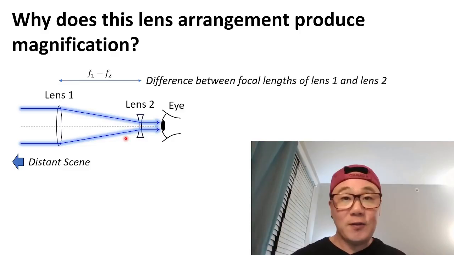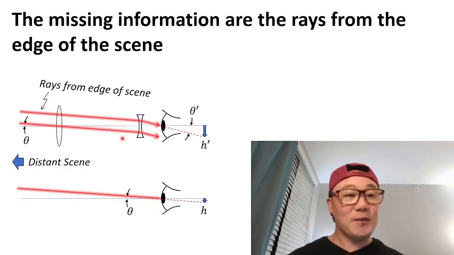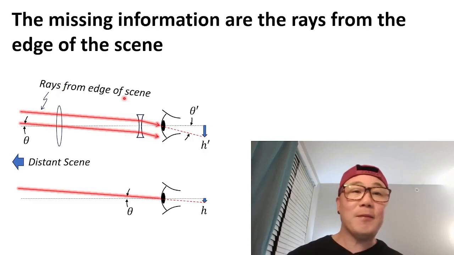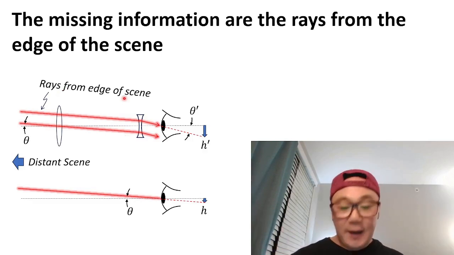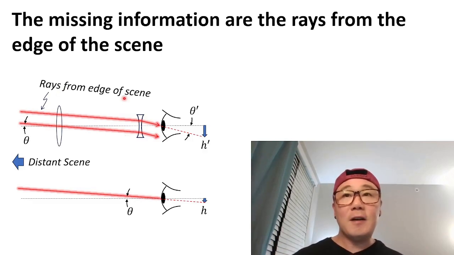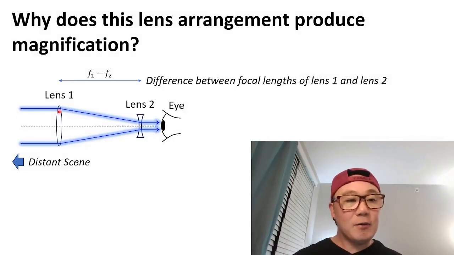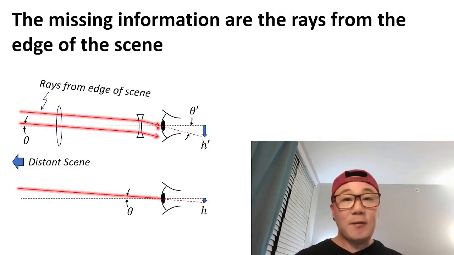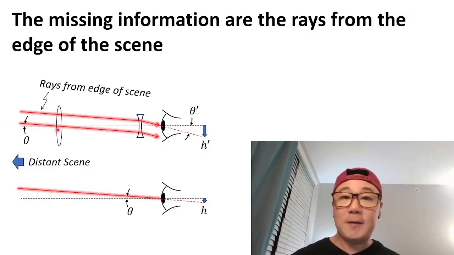So let's try to improve the situation a little bit by providing the missing information, which is rays from the edge of the scene. For example, let's say I'm looking at a mountain, a very distant mountain. The bottom of the mountain represents eye level. So rays from the bottom of the mountain are like these blue rays right here. Rays from the top of the mountain are like these red rays right here. And they subtend an angle theta at the front right here.